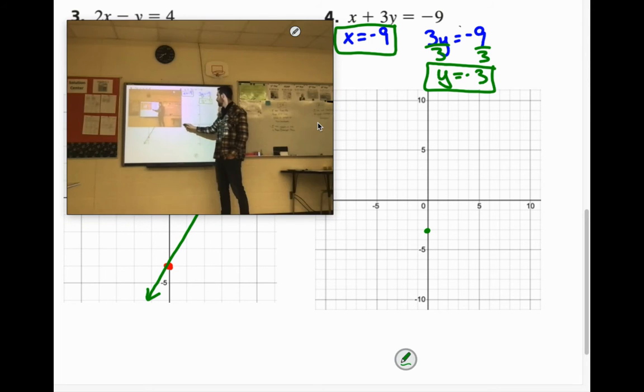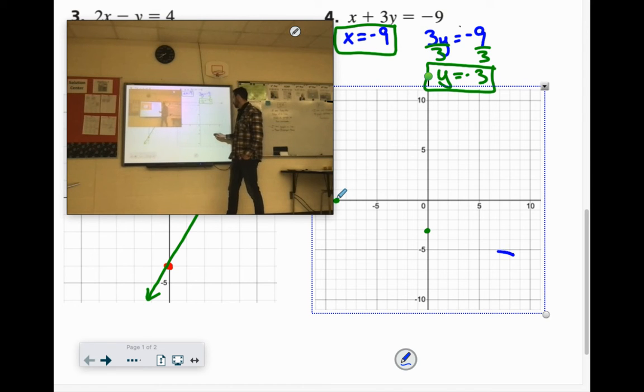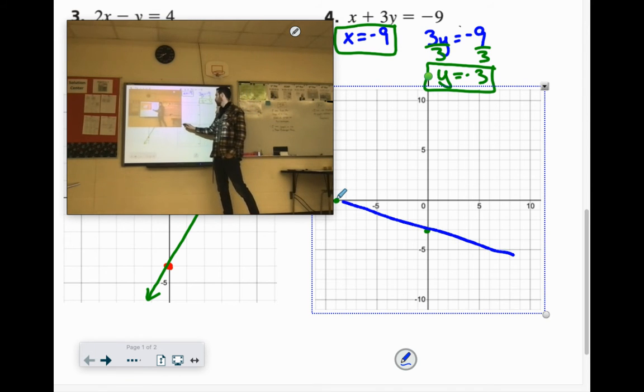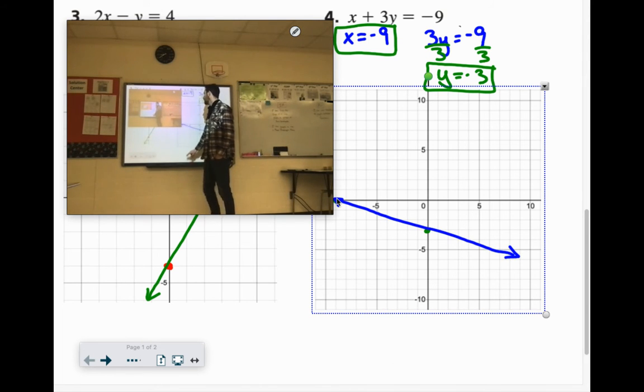Negative 9 is there. Let's see, 6, 7, 8, 9. There we go, barely squeezed it. And then we just draw our line through it. And this line goes on forever in both directions.